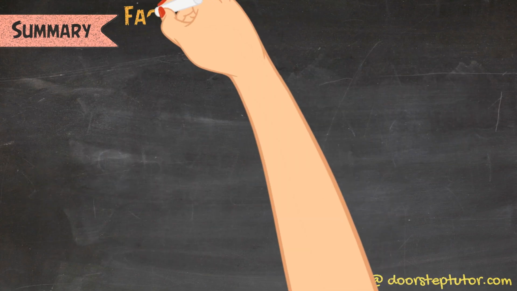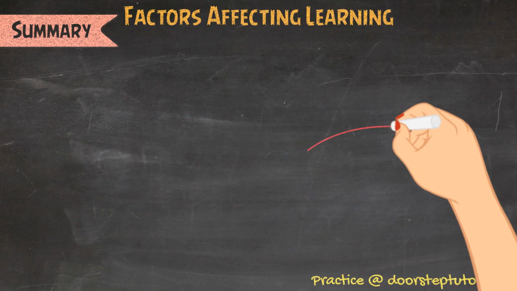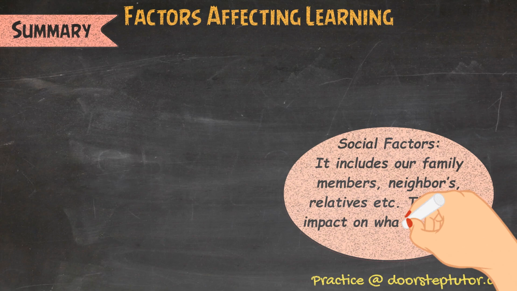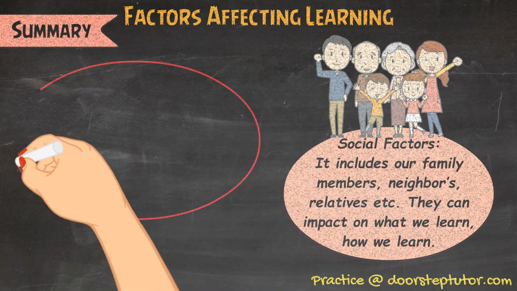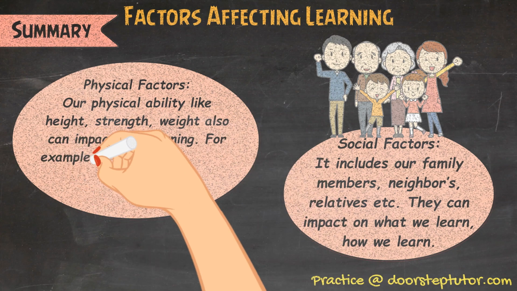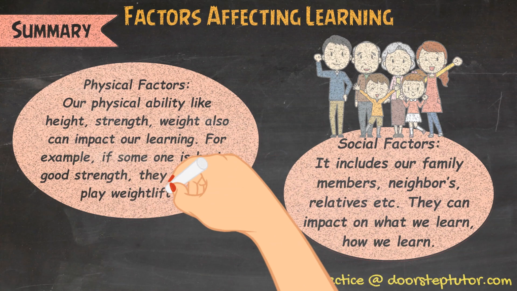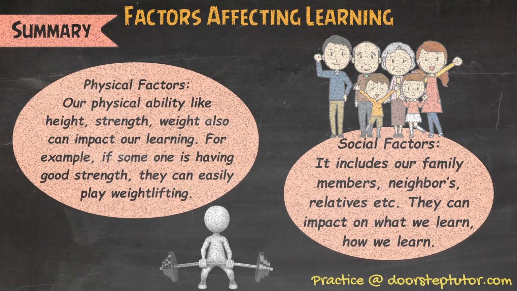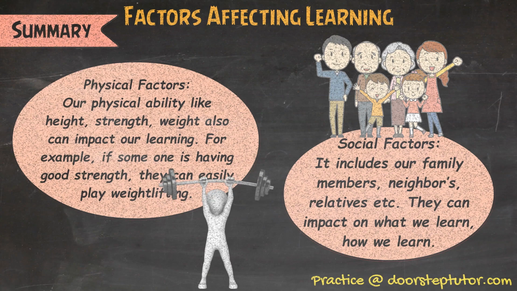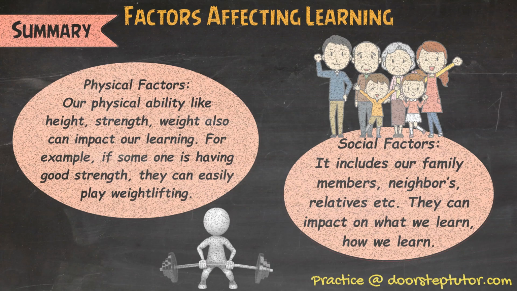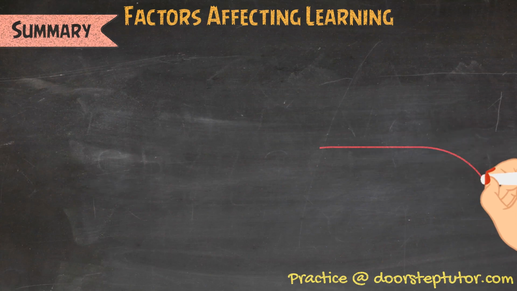Then we also discussed the factors affecting learning, like social factors. Yes, very much. Our family members, our neighbors, our relatives, the community in which we live, they can all impact our learning. Let's say if my family members are very novel enthusiasts, that is, they like to read novels, then obviously it will impact my learning in that way only. I will also have a liking for reading novels. Then physical factors, yes, how we look, what our strengths are, also impact our learning.